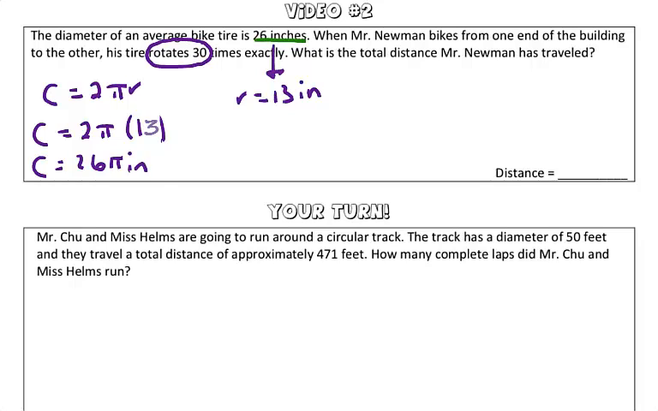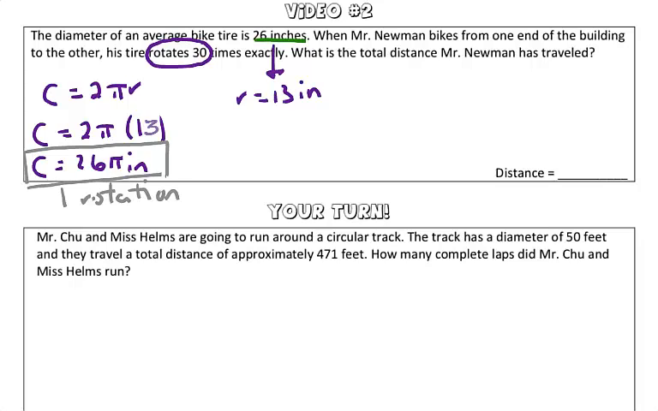Now you can approximate that as a decimal approximation. I'm going to keep it exact, and then I'll also calculate it as a decimal approximation so that we can see what both answers are. So again, this answer right here, 26 pi inches, is in one rotation, or one revolution of his bike tire. He does not have his bike tire rotate only once. No, he has to rotate 30 times.